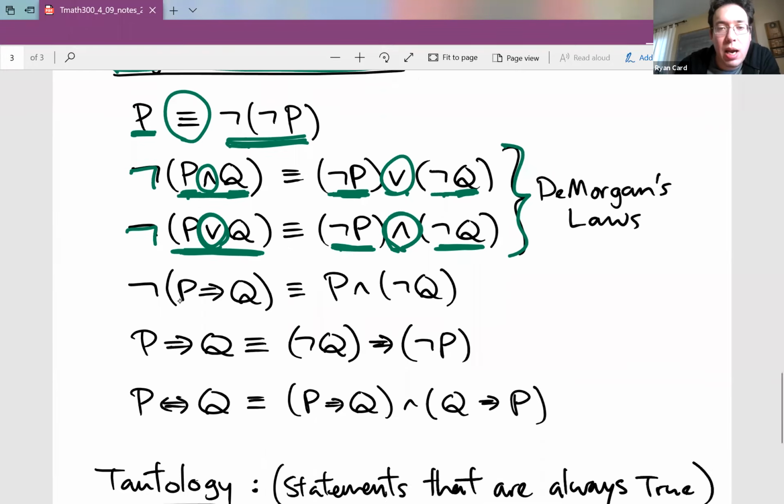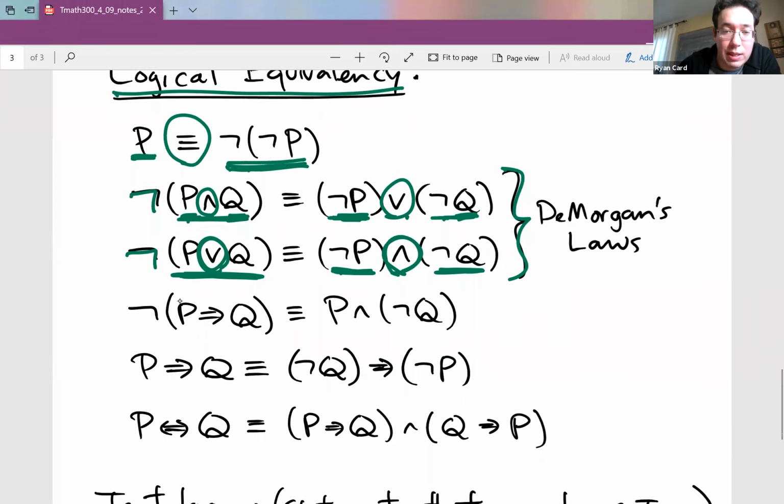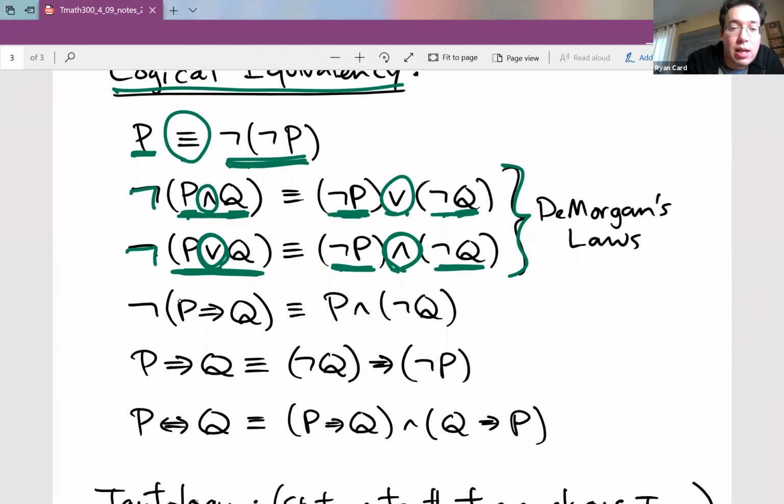Okay. A couple other useful logical equivalences. First, the opposite of implication. If it's not the case that P implies Q, then you get P is true and Q is false. So that's another way to state the exact same statement.